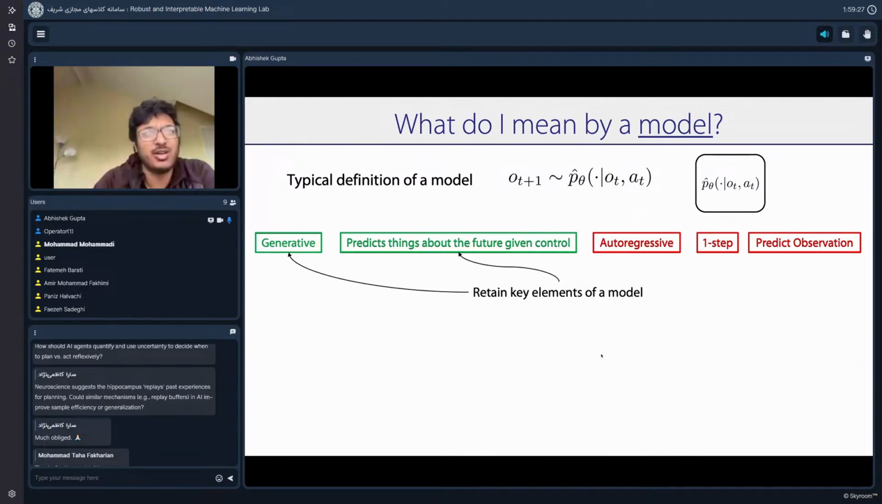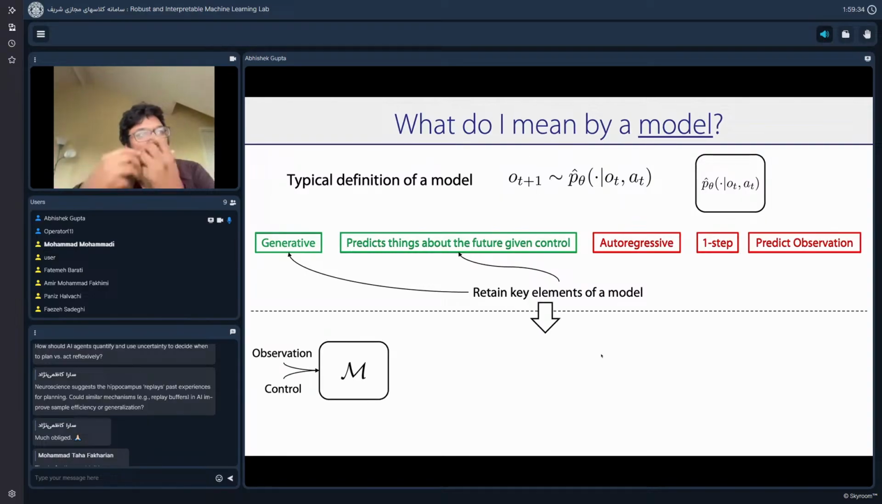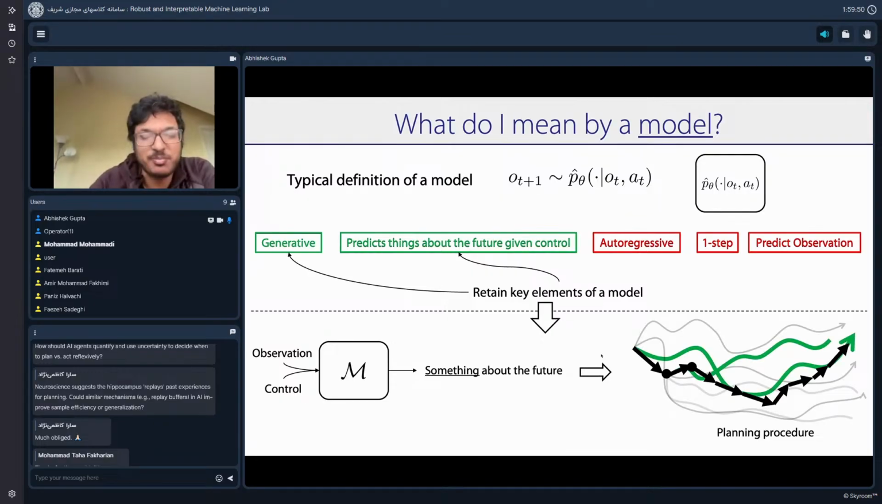And so what we're going to try and do is retain some of the key elements of a model. And in doing so, we're going to redefine what we mean by a model. It's going to be something that takes in an observation, takes in some measure of control, and then tries to predict something about the future. It's not going to necessarily be the next frame. It's not going to necessarily even be a frame at all. We're going to predict something about the future, and then we're going to instantiate a process to do planning under that model.